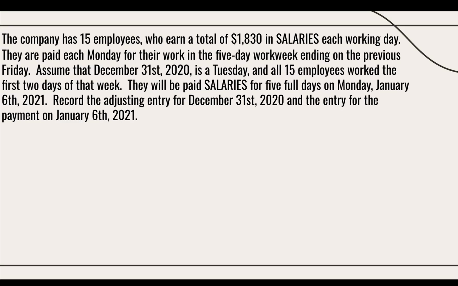Okay. Company has 15 employees who earn a total of $1,830 in salaries each working day. They're paid each Monday for their work in the 5-day work week ending on the previous Friday. Assume that December 31st is a Tuesday and all 15 employees work the first 2 days of that week. They will be paid salaries for 5 full days on Monday, January 6, 2021. So what's the adjusting entry on December 31st? And then what's the entry for the payment?